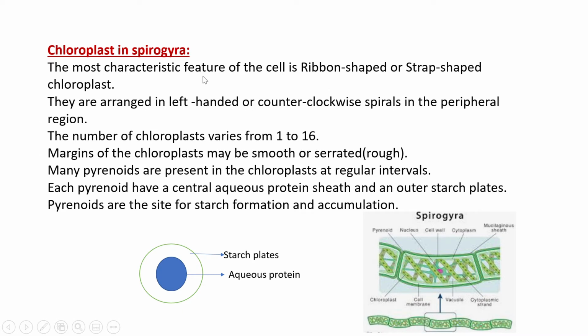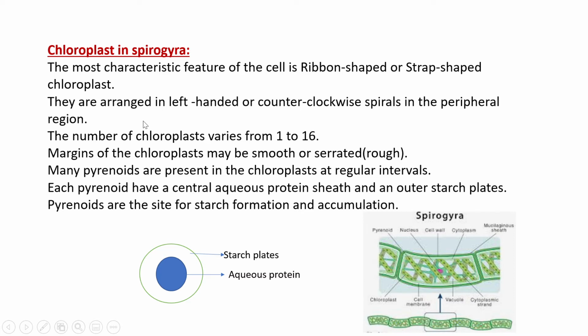The chloroplast is the most characteristic feature of Spirogyra because it is ribbon shaped or strap shaped. So Spirogyra has a ribbon shaped or strap shaped chloroplast. Here we see how it is ribbon shaped. This is the chloroplast of Spirogyra. They are arranged in left-handed or counterclockwise spirals in the peripheral region.